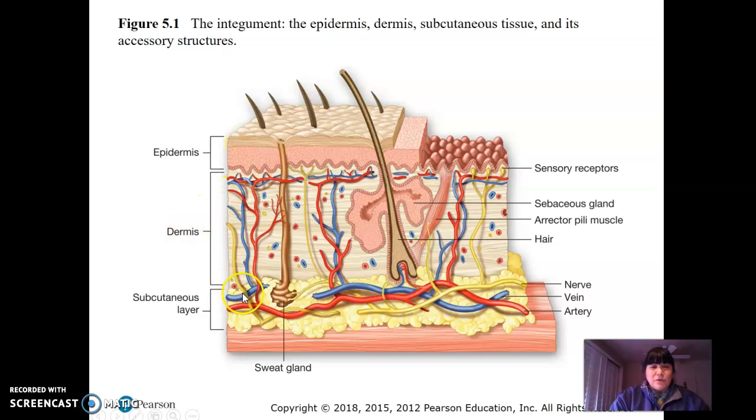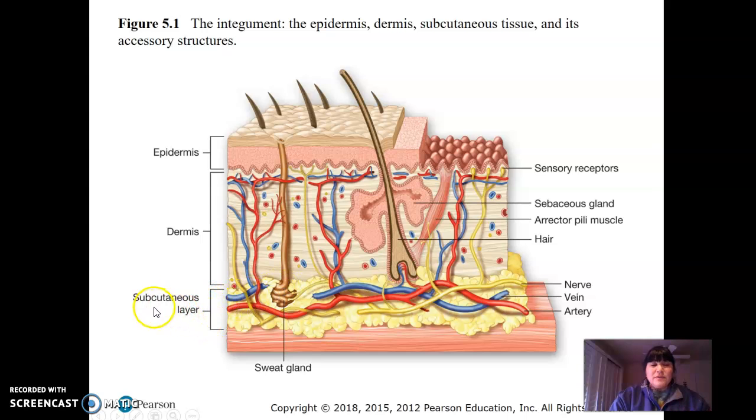Now here's the dermis. This is the thickest part. And if we look again, a picture's worth 1,000 words. There are blood vessels. There are nerves. Here, hair follicles. Here there are glands. The sebaceous gland, that's going to release oily substances for lubrication. Here are the sweat glands. That's going to release sweat, which has water, which has salts, okay?